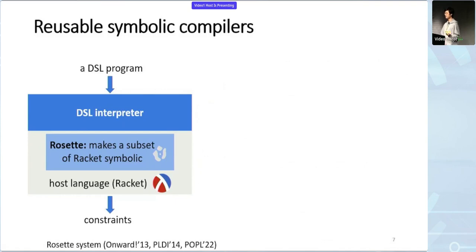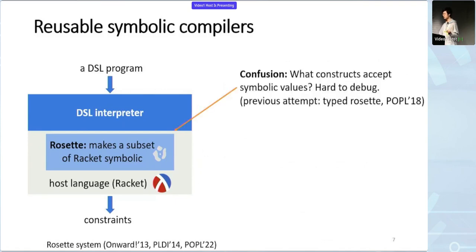The first is that Rosette does not have a clear boundary between the lifted and unlifted parts. This may cause confusion and make debugging harder. The typed Rosette approach tried to resolve this by adding types to Rosette. But their approach is still a partial solution.